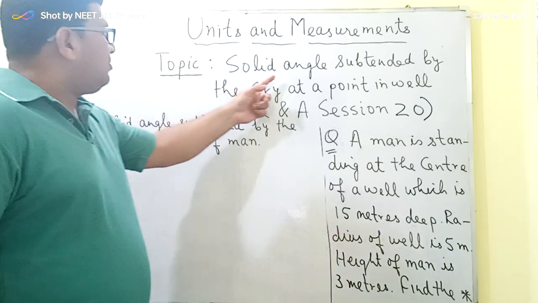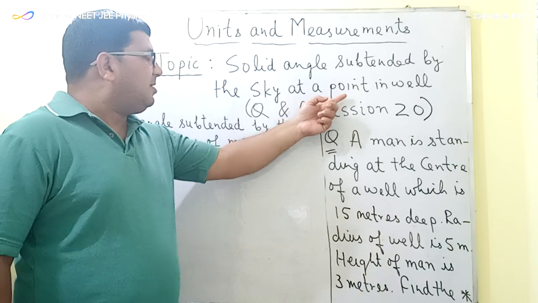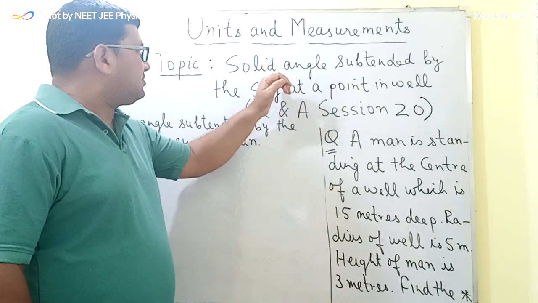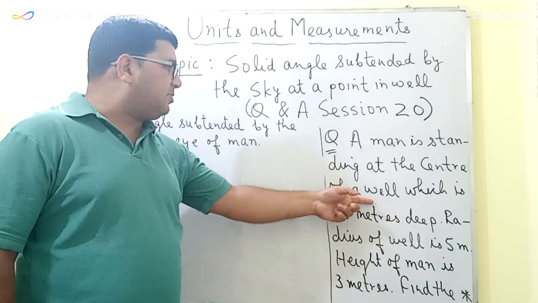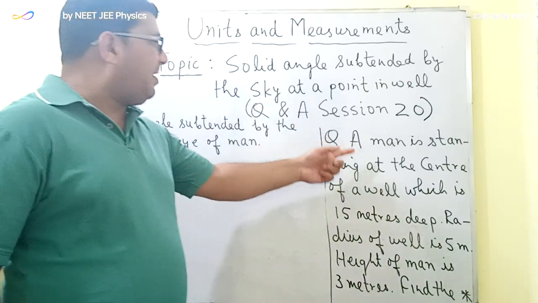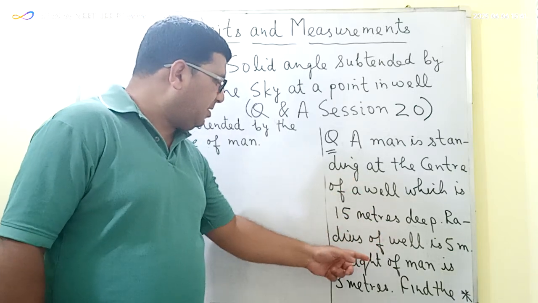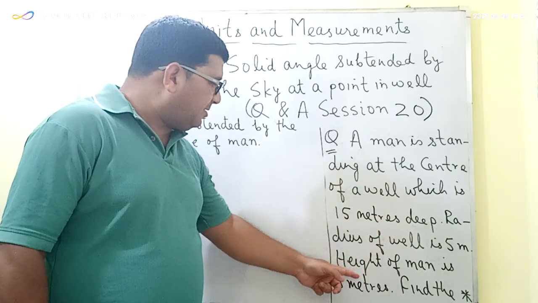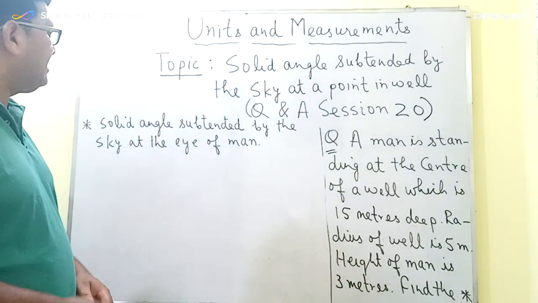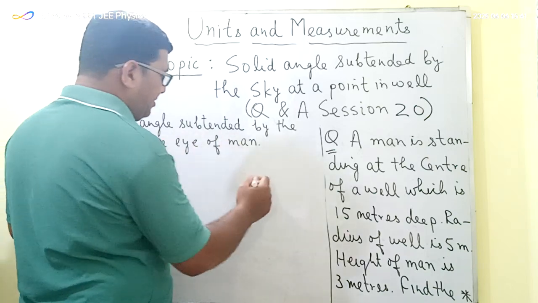The topic is the calculation of solid angle subtended by the sky at a point in a well. I have selected this topic based on the question written here on this board. A man is standing at the center of a well which is 15 meters deep. The radius of the well is 5 meters and the height of the man is 3 meters. We have to find the solid angle subtended by the sky at the eye of this man.